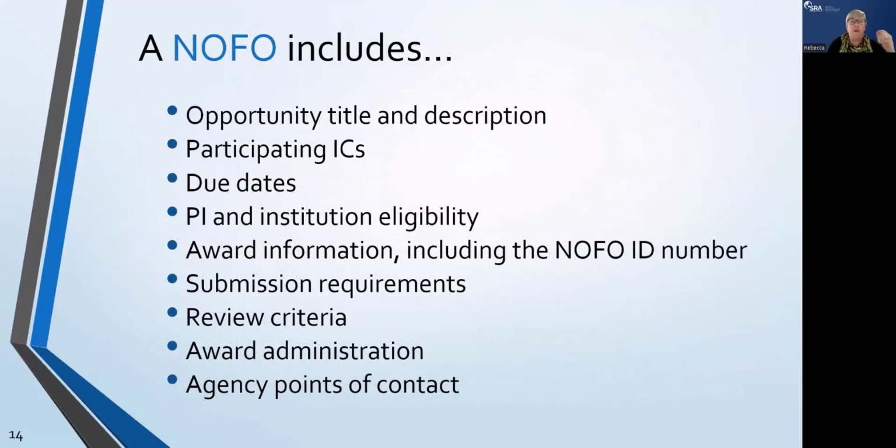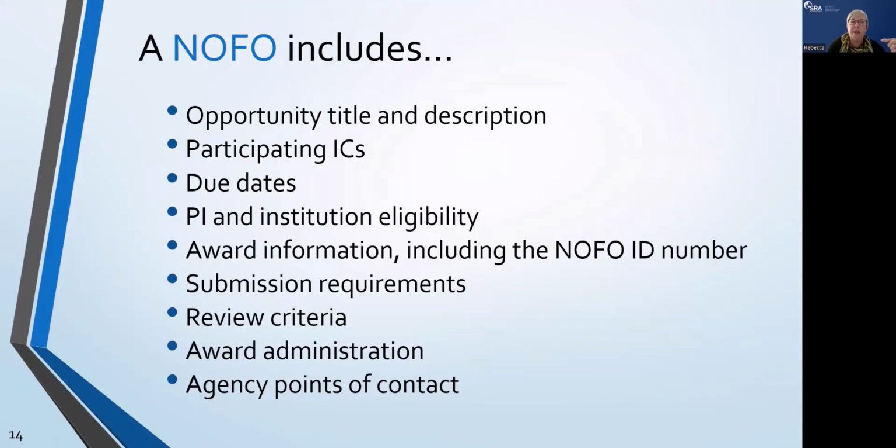Let's talk about a NOFO for a second and what it includes. Every NOFO will have an opportunity title and description. It will tell you what ICs are participating. The one where this really goes haywire is a young researcher who wants to apply to a career award. They hear about a particular opportunity, but their area of science, the institute that would sponsor it, does not participate. So look at the beginning of the NOFO to see which institutes and centers actually participate.